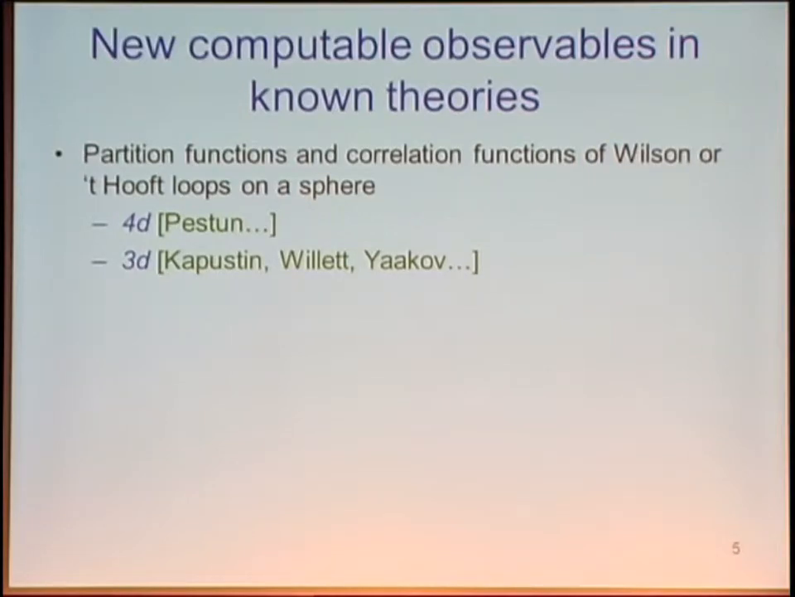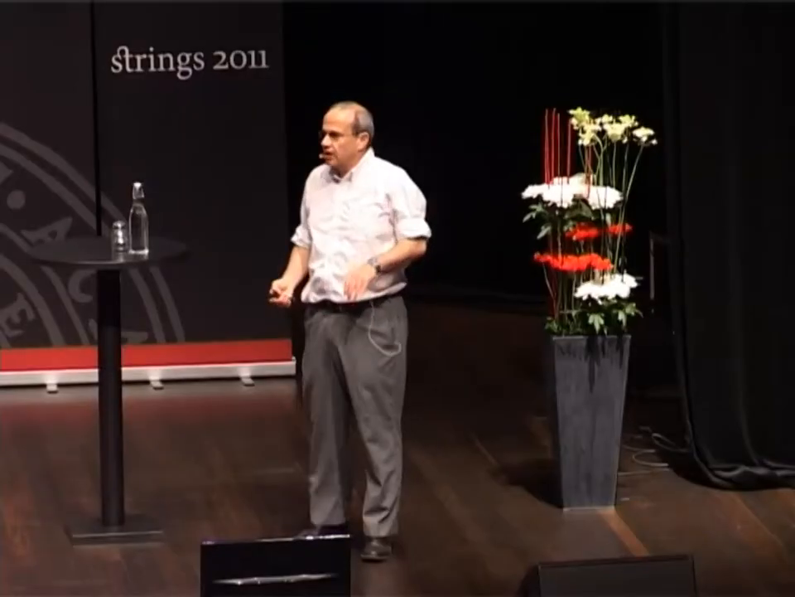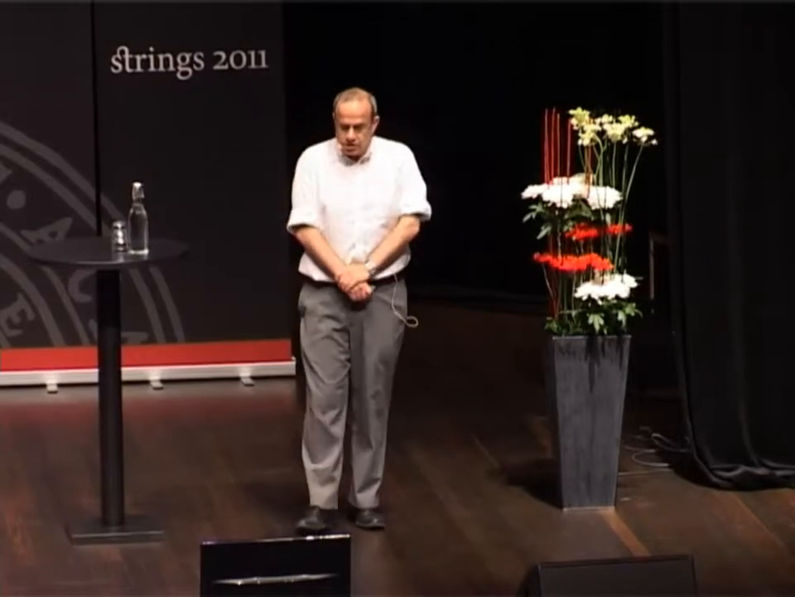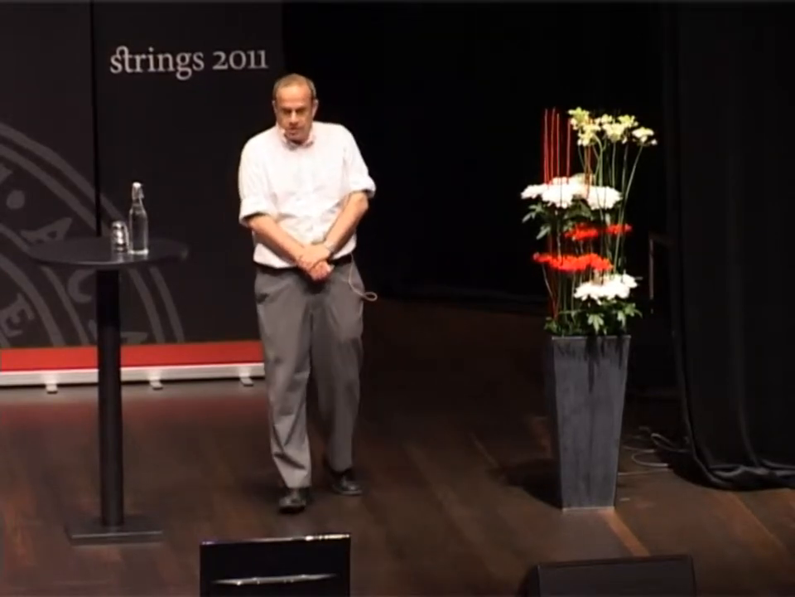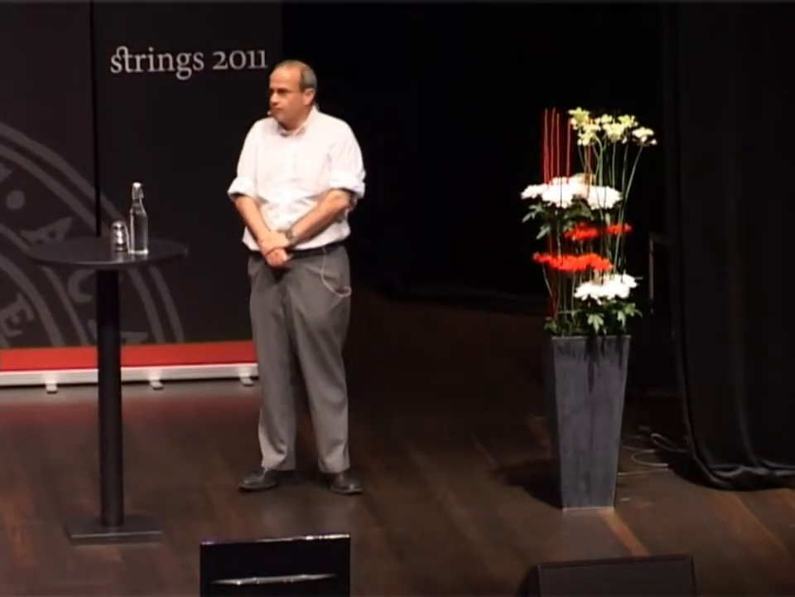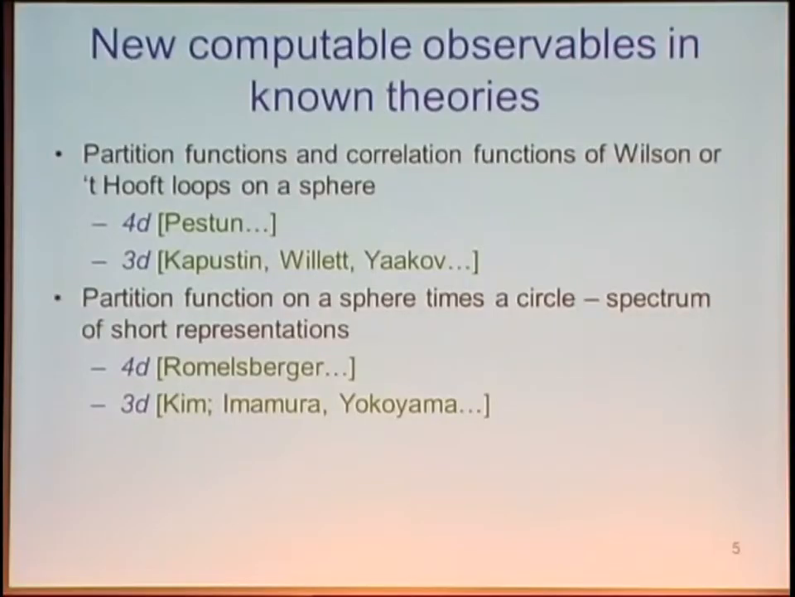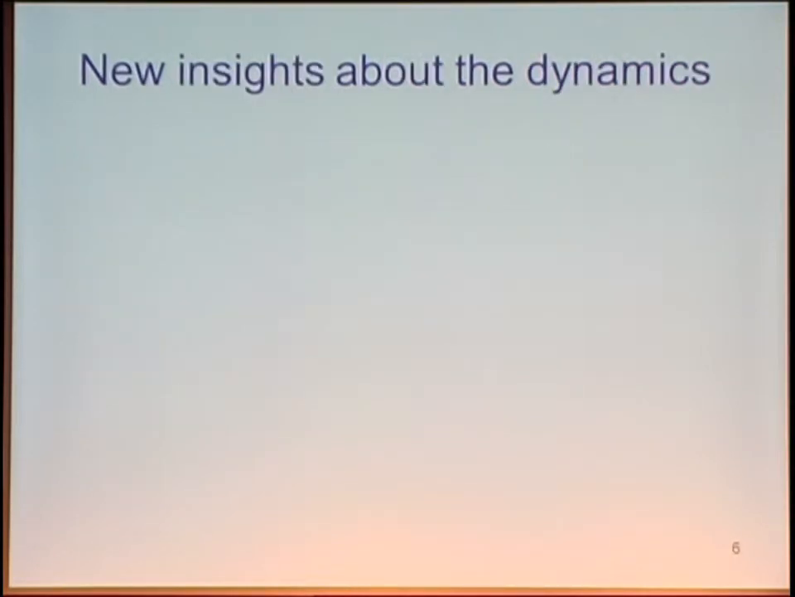But just as we can study just a sphere, we can also study a sphere times a circle. This started with the work of Romelsberger, who studied four-dimensional theories on S3 cross S1. That turns out to be an extremely interesting object, which gives us an interesting index, which I'll explain in more detail later. And Kim, Imamura, and Yokoyama started the analysis of S2 cross S1. And why this is interesting, I will explain later.